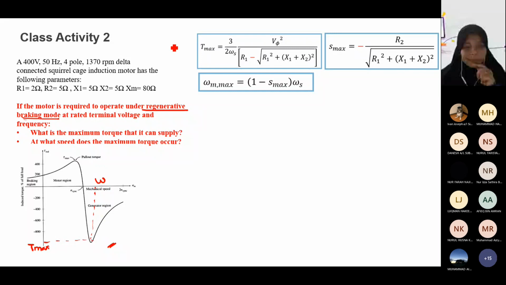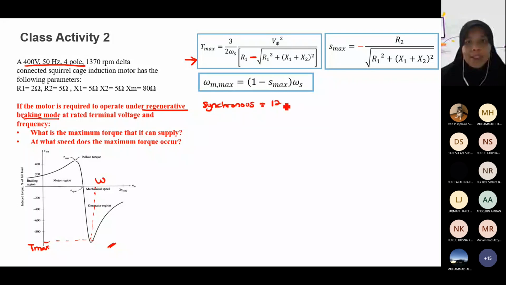So for calculating T max, you'll be using this formula. It is the same formula, macam nampak sama as the formula for the motor region, but the difference is this part. Okay, instead of plus, dia minus. Boleh? Okay, instead of plus, dia minus. So the same speed. The same synchronous speed. Kita boleh guna synchronous speed yang sama lah sebab it's the same motor. Cuma ni region of operation is different.